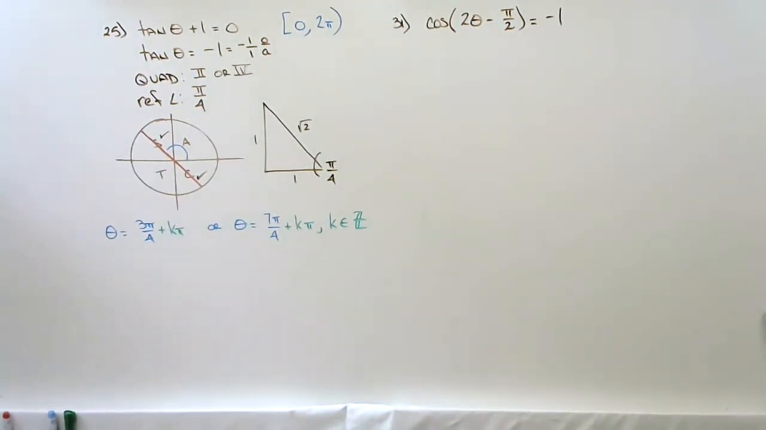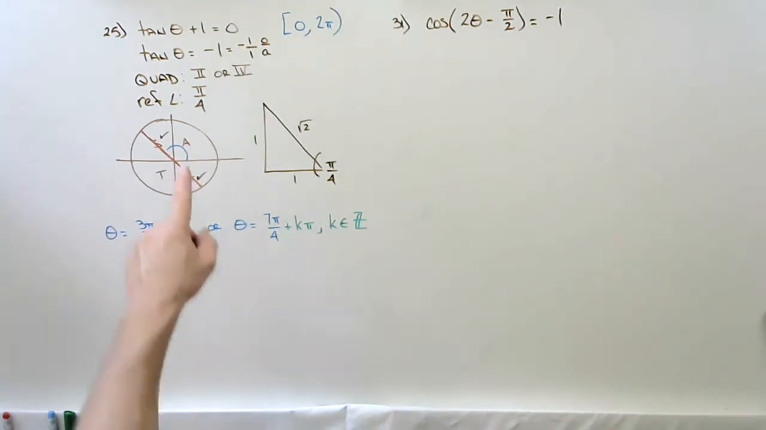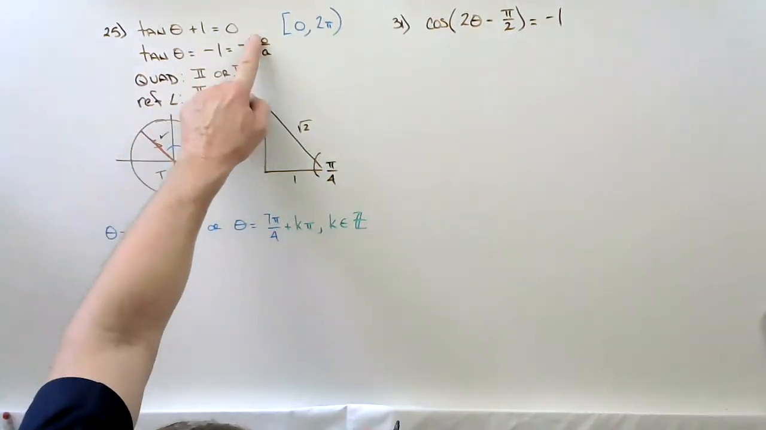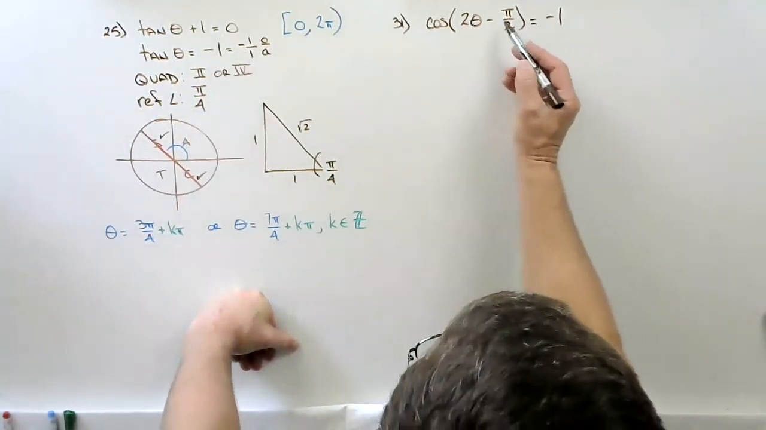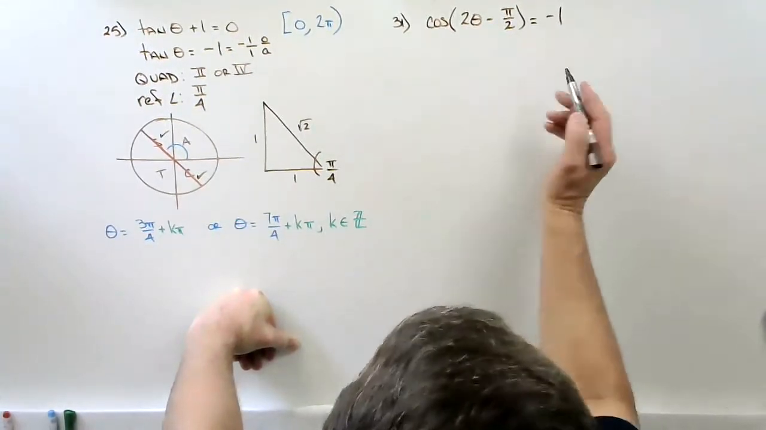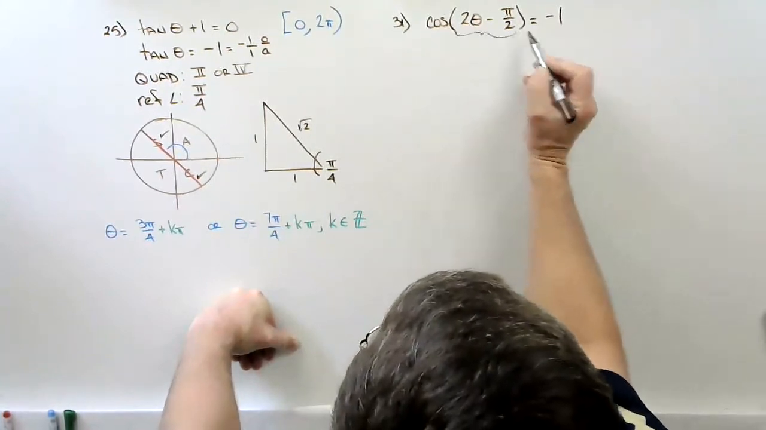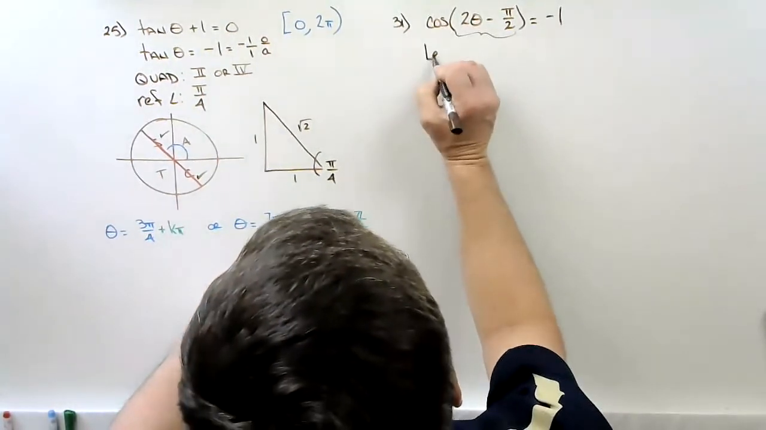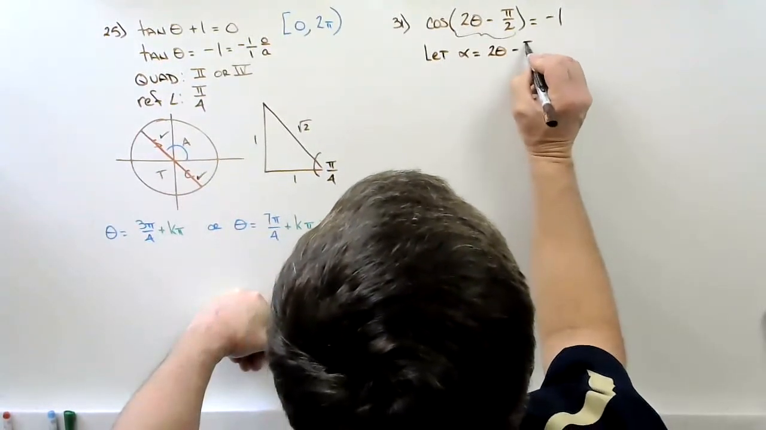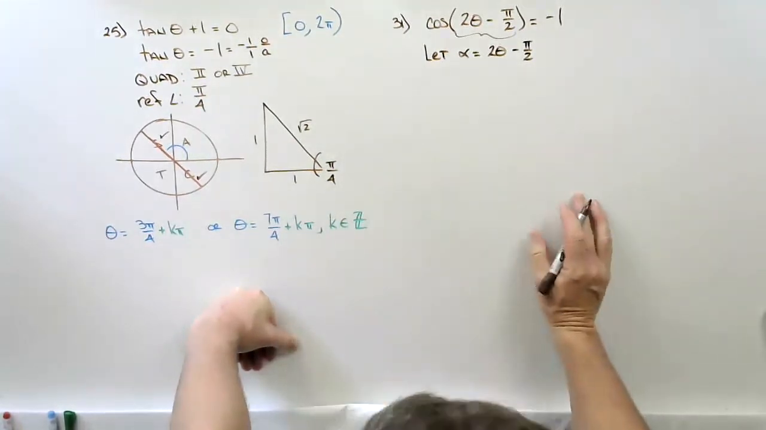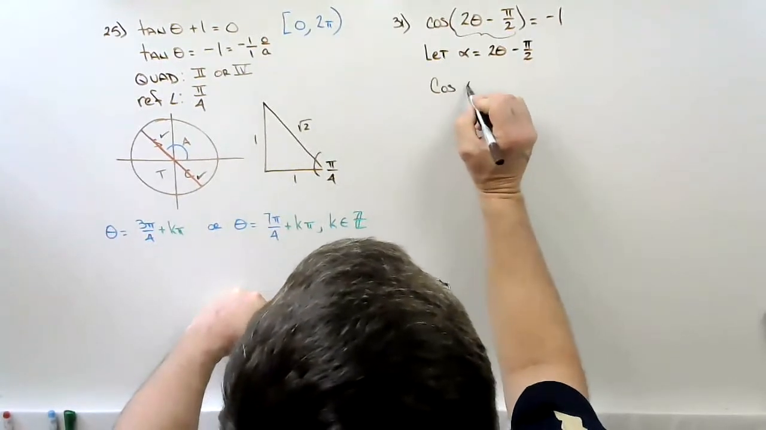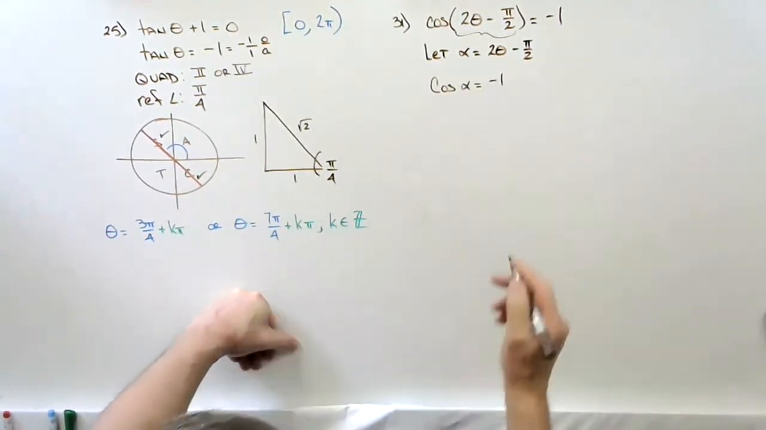Now, this is a different type of problem. Here we just had 1 theta, and we had a 1 on the left-hand side. We had to move it across. We don't have any numbers over here. We've got a -1 over here. But we have an expression in here, and we're going to have to get rid of that. We're going to let alpha equal 2 theta minus pi over 2. You don't have to choose alpha. That's just what I choose. So now we have cosine alpha equals -1.